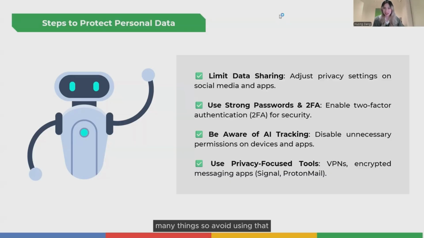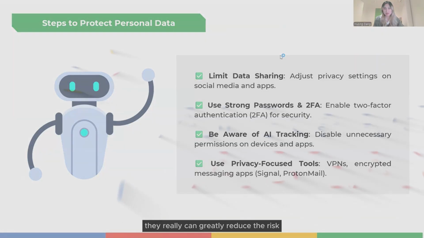So avoid that. The next one is to be aware of how much AI is tracking and using your data, and with that, regularly review the app permissions. The app permissions allow apps to collect the data. Also consider some privacy-enhancing tools like VPNs or encrypted messaging services. Some are better than others. Although these actions might seem small, collectively they can greatly reduce the risk.